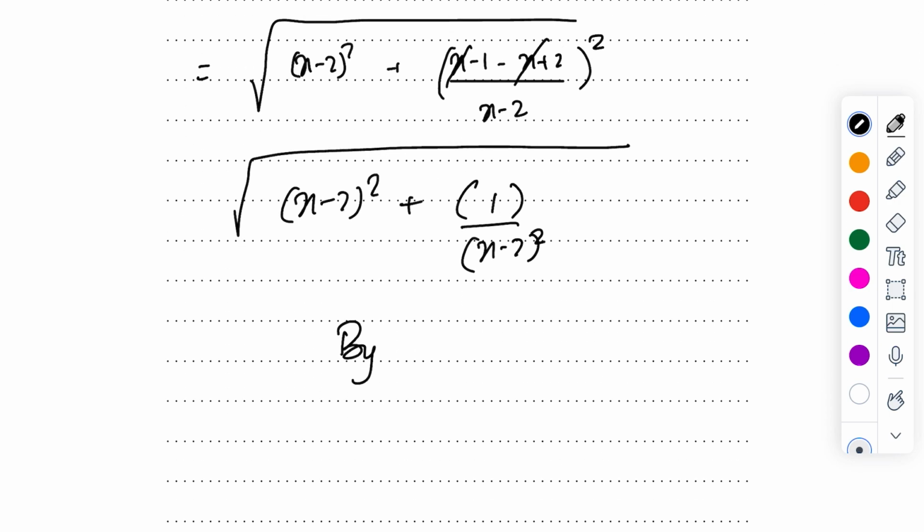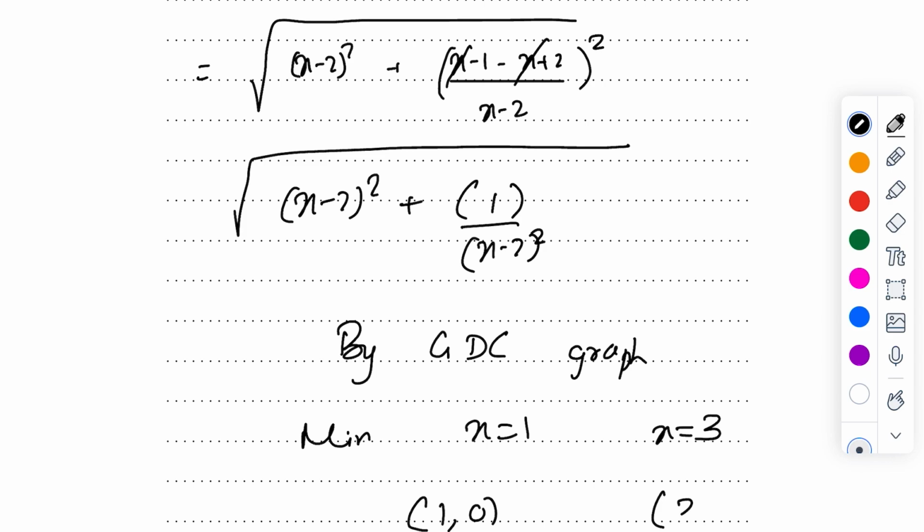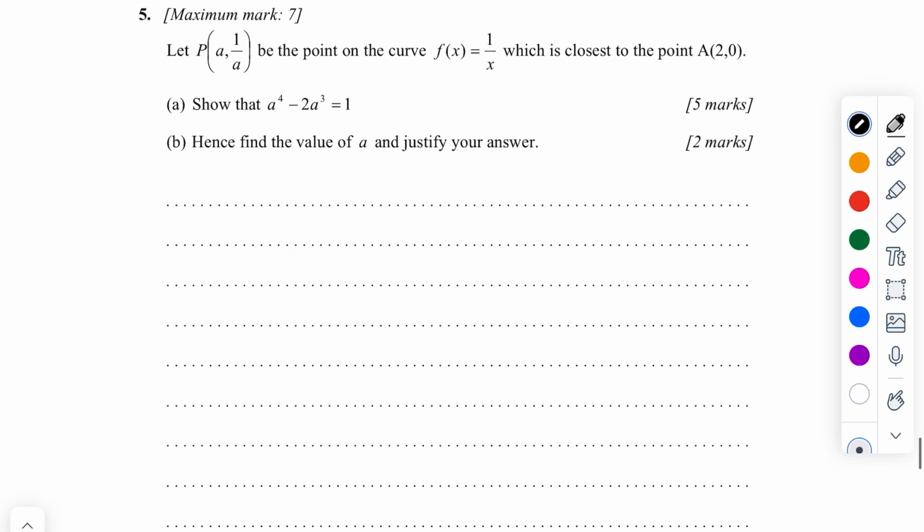Now, by GDC, draw the graph for this one and see the minimum value. The minimum value is at x equals 1 and x equals 3. Plot the points (1, 0) and (3, 2). Just find the minimum value by using the GDC, get the graph. The minimum value will be at 1 and 3. So the points are (1, 0) and (3, 2).